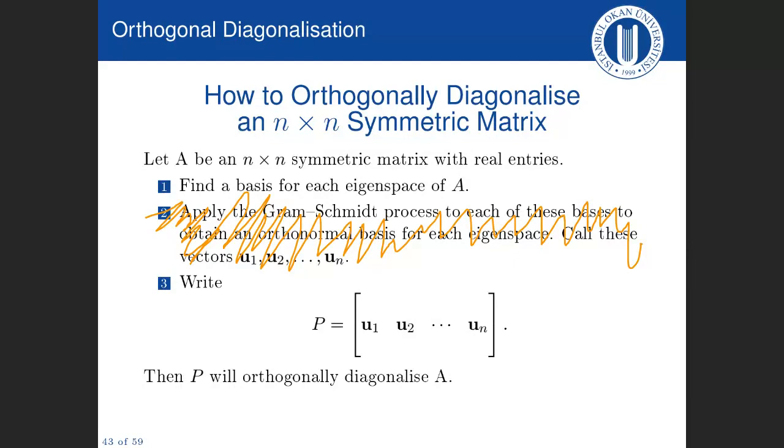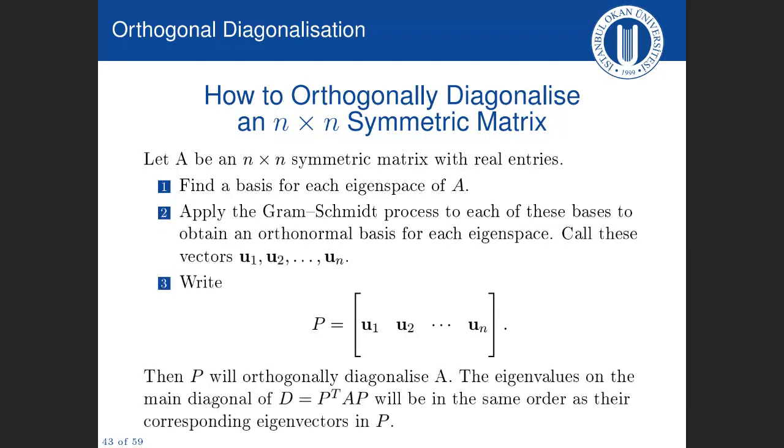This topic is not on tomorrow's exam, but you might be asked to diagonalize a matrix tomorrow. So that would be step one and step three tomorrow. Maybe in the final exam, you're given an orthogonally diagonalizable question, and then you would need to do all of step one, step two, and step three. As before, as when we were doing diagonalization, the eigenvalues on the main diagonal of D will be in the same order as their corresponding eigenvectors in P.